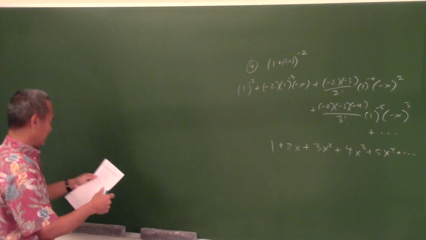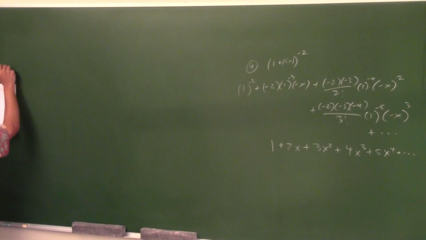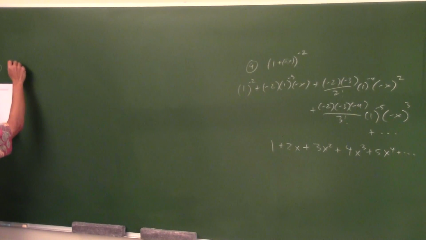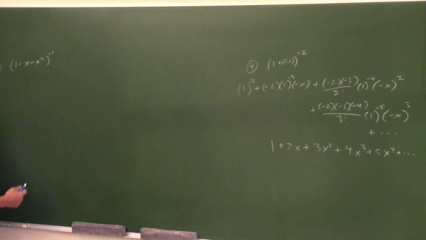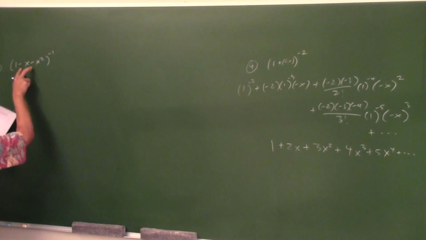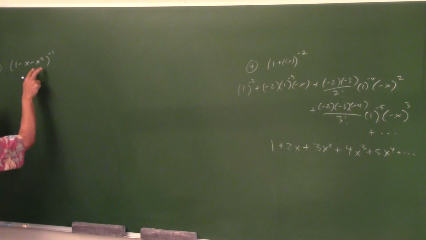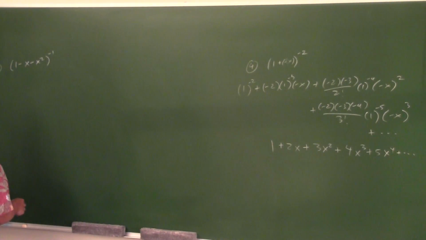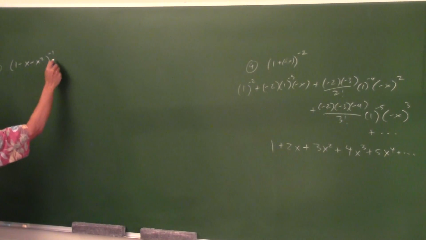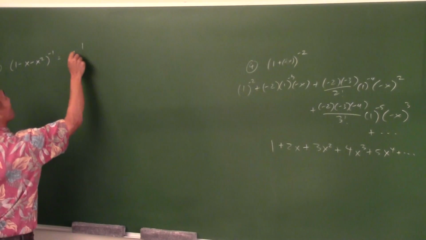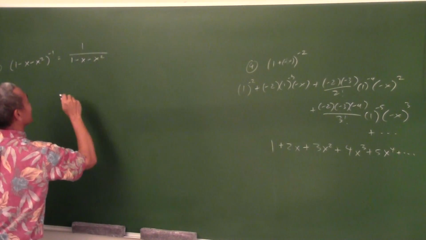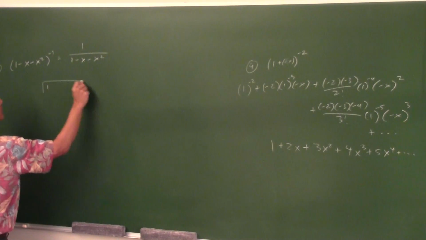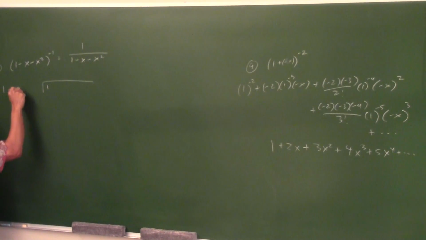Okay, next one. Number 5. Write the first 6 terms of the power series expansion. Now, this one, we can use the binomial theorem if you group it like 2 and 1 or 1 and 2. But I think this one, let's practice our long division. So isn't this the same thing as 1 over 1 minus x squared? And of course that bar means divide, so 1 divided by 1 minus x squared.